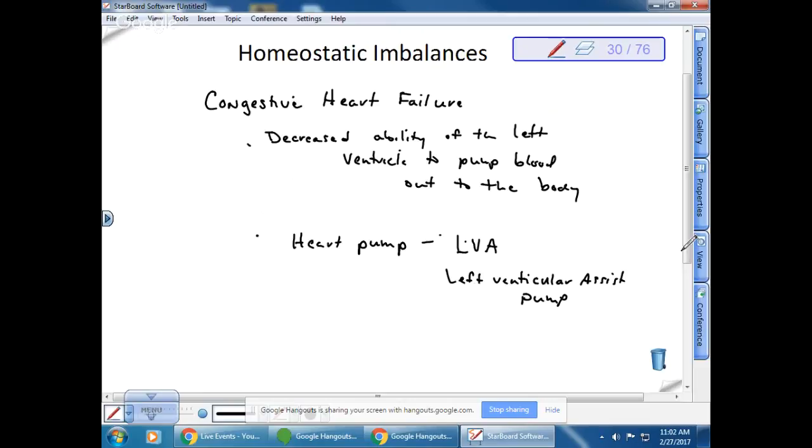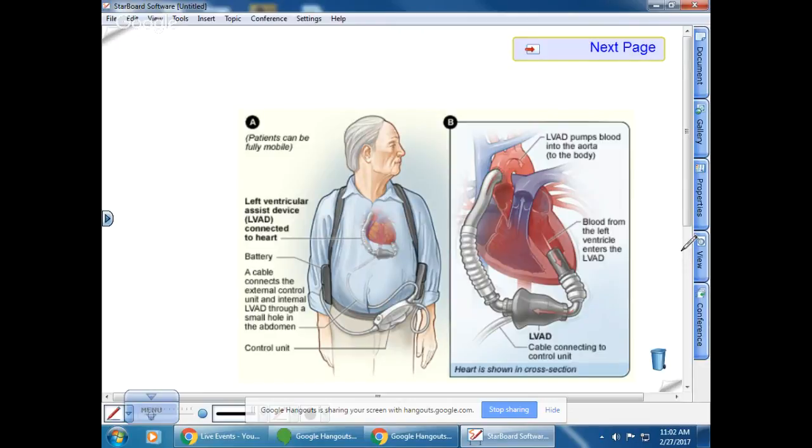If we look at a picture of that, here you can see that your pump is taking blood from the left ventricle, bypassing the heart, and taking it up to the aorta and then out through the body. And then this would be their battery pack.